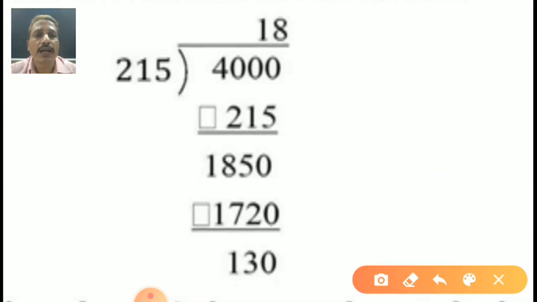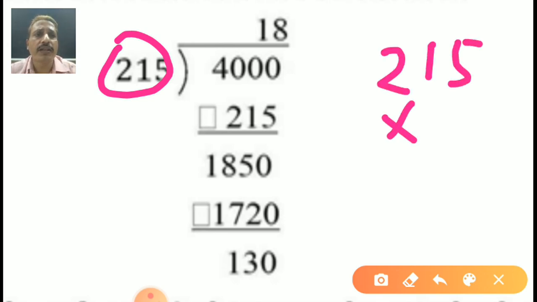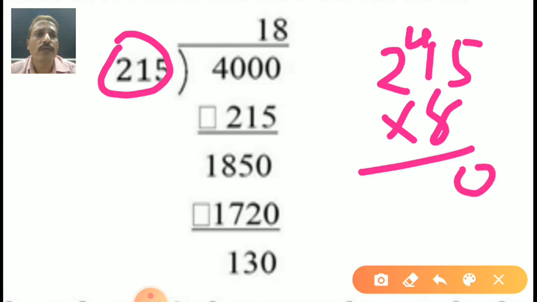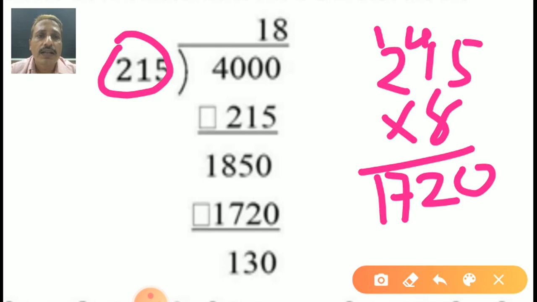Okay, now multiply this 215 up to 1850. Write on the right side in some table format. Yes, 8 times 215. Let's check what number is coming. 8 fives are 40. 4 is the carryover. 8 ones are 8, plus 4 is 12. 1 is the carryover. 8 twos are 16 plus 1 is 17, so 1720. 1720 is the answer. And if we add 215 one more time, it will be a bigger number.